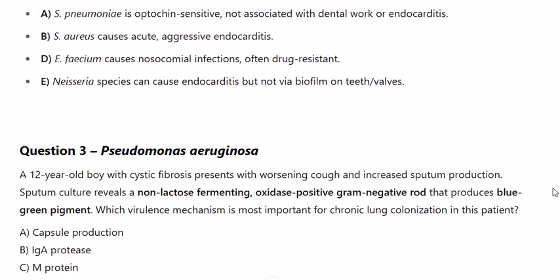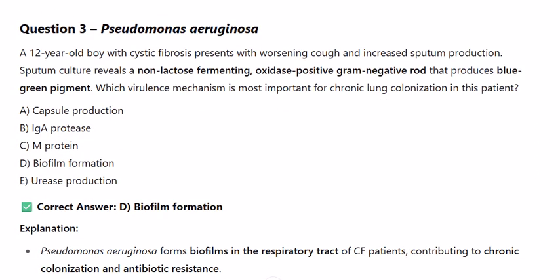Question 3. Pseudomonas aeruginosa. A 12-year-old boy with cystic fibrosis presents with worsening cough and increased sputum production. Sputum culture reveals a non-lactose fermenting, oxidase-positive gram-negative rod that produces blue-green pigment. Which virulence mechanism is most important for chronic lung colonization in this patient?